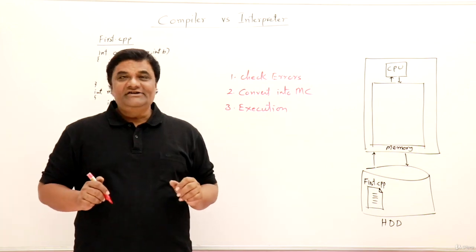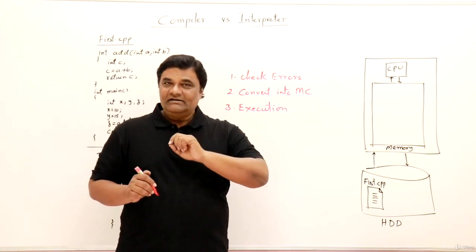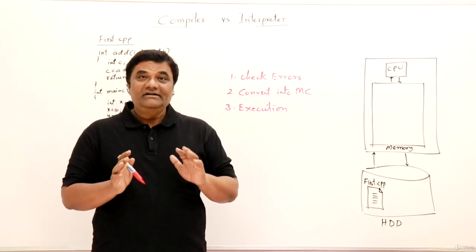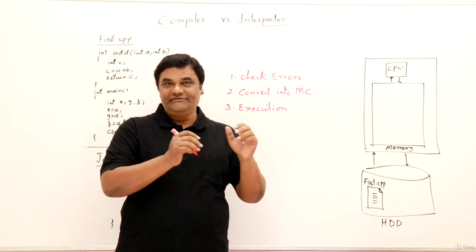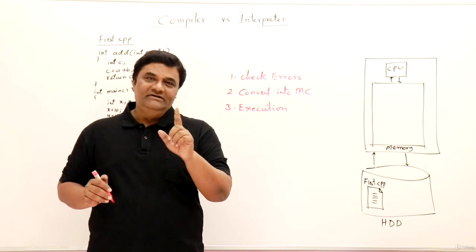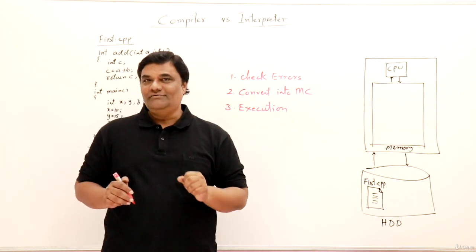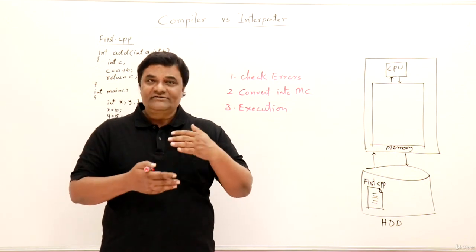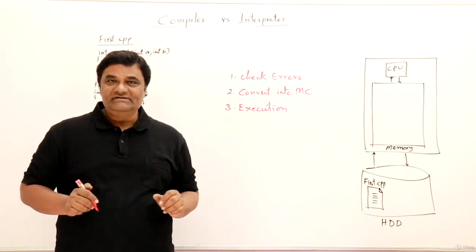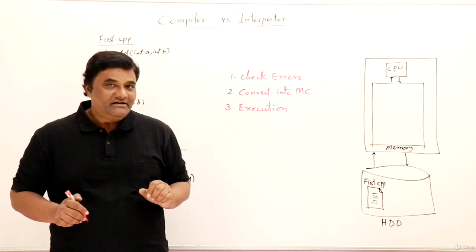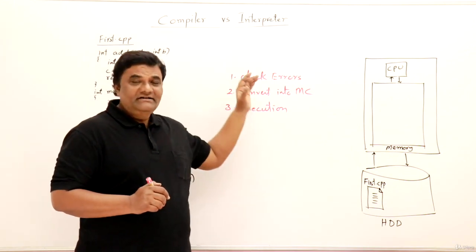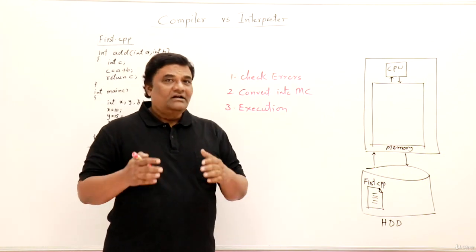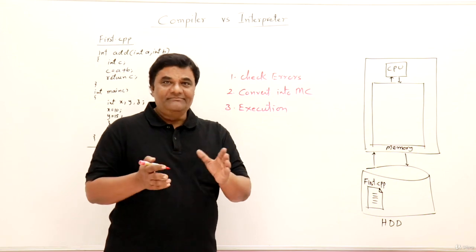If I talk about execution, the compiler doesn't take the responsibility of execution, but the interpreter takes the responsibility of execution. The compiler is not involved in execution of a program; the interpreter is involved. All these things we will learn in detail, step by step, the differences between compiler and interpreter. Just keep in mind these three major issues related to compiler and interpreter. Now let us compare them one by one.